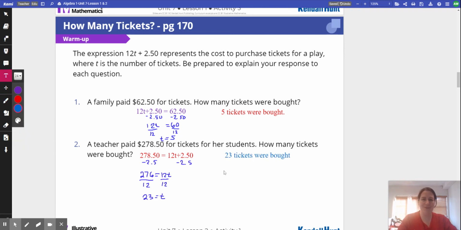Okay, did you get 23 tickets? Yes, so if you subtract 250 and then divide by 12, you get the solution is 23. So the teacher bought 23 tickets.